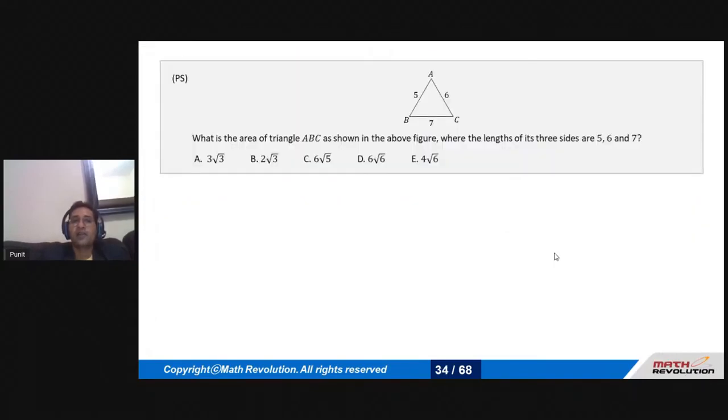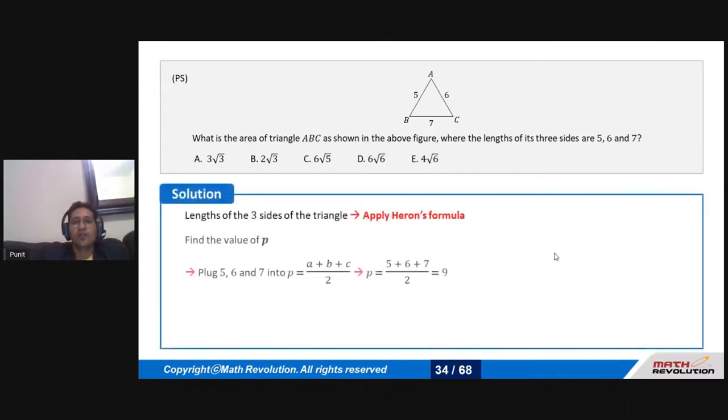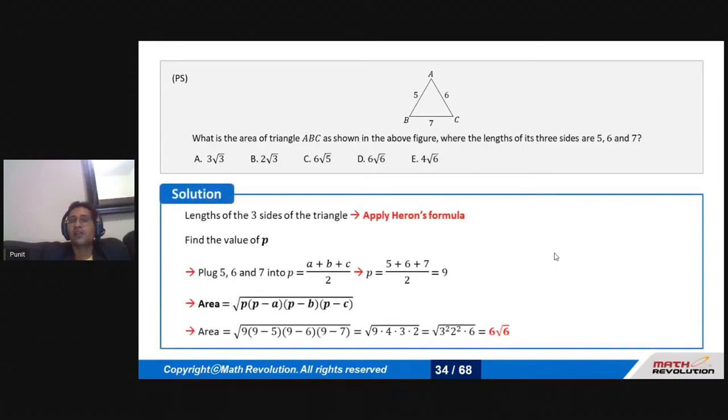What is the area of triangle ABC shown in the above figure, where the lengths of the three sides are 5, 6, 7? We'll solve this question in 10 seconds. 5, 6, 7. 6 plus 5 is 11, plus 7 is 18. 18 divided by 2 is 9. So that means we are taking the square root of 9, 4, 3, and 2. A simple application of Heron's formula gets me a result of 6 root 6. 9 can easily come out, 4 can easily come out. That makes it 6. 3 and 2 stay inside, that makes it 6 root 6.